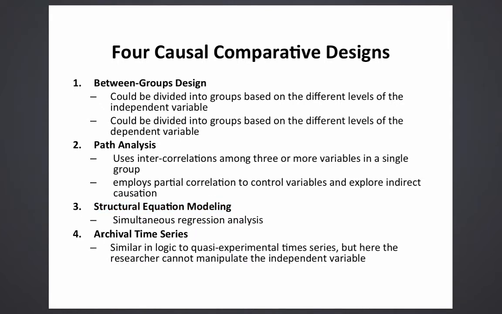And an archival time series is really just where you're taking advantage of something that happened in time, and there were measures of the outcome variable that you're interested in prior to that event happening, and then there were measures of it after it had happened, and so you're going to look at differences pre and post.